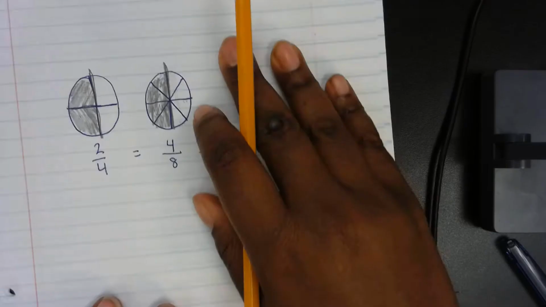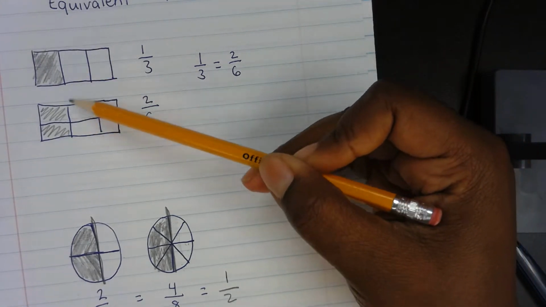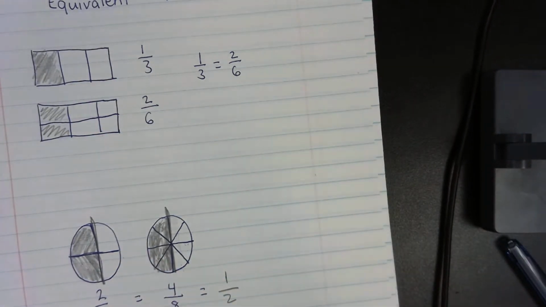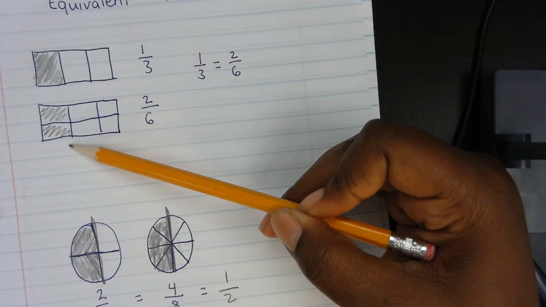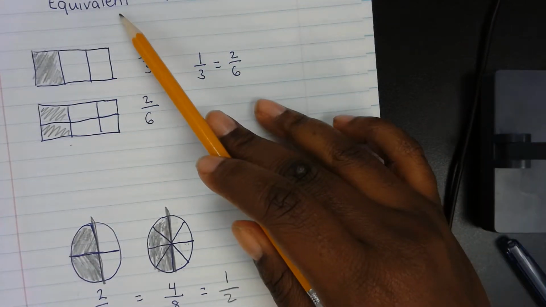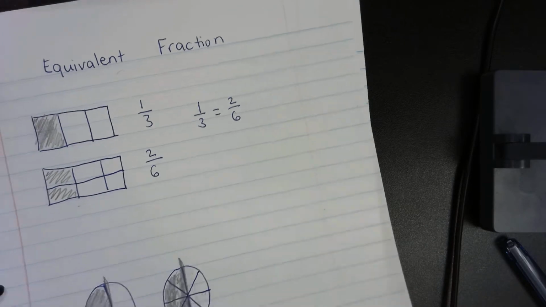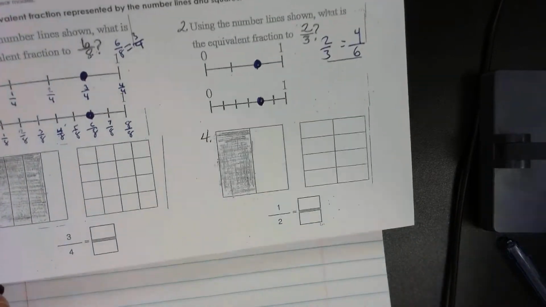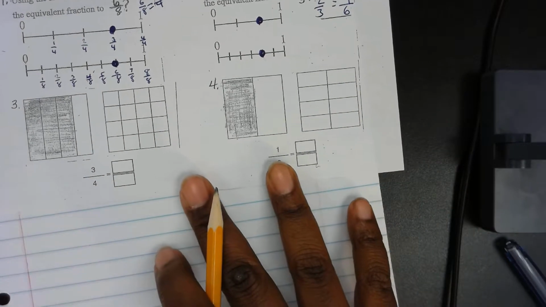This is how you use an area model to show equivalent fractions. You simply shade it in so that the shaded in part looks the same. And if they are the same, then the fractions are equivalent or equal to each other. Let's take a look at 2 of our examples that we had on our study guide for tonight.